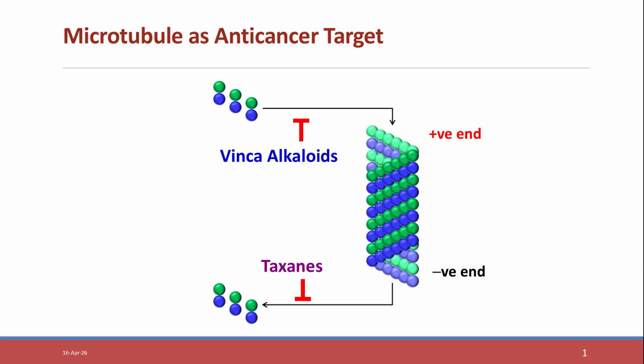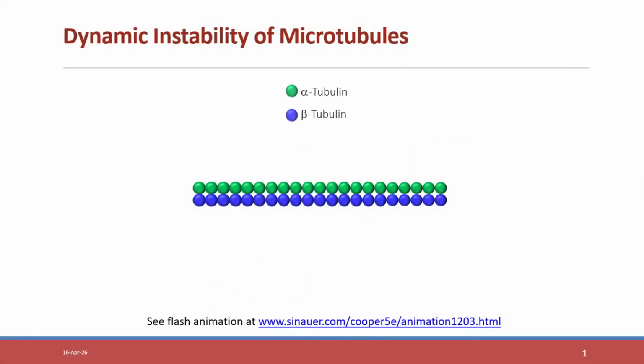An animation would demonstrate this dynamic instability in the next slide. Vinca alkaloids inhibit assembly, while taxanes prevent disassembly. Just follow the white spheres, depicting something attached to it, as it moves due to this harmonious assembly and disassembly of microtubule subunits, creating a mechanical motion.